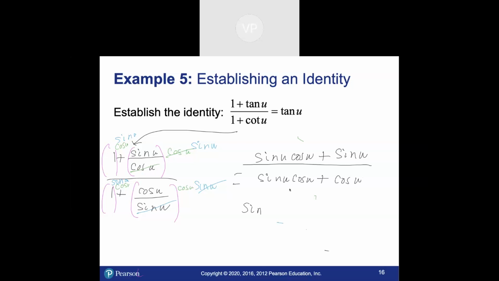Okay? What I'll do next is maybe I'll do a little bit of factoring. On the top, I can pull a sine u out of there, and I get a cosine u plus 1. On the denominator, I factor out a cosine, and I get a sine u plus 1. Okay, so I'm getting somewhere, not exactly at our answer, but we're getting close. And maybe I'm going to do that conjugate thing again. I don't know if that's going to be better or worse, but we'll see what we get here.